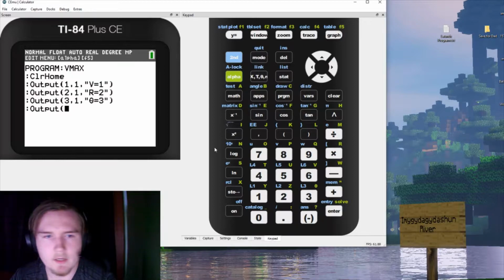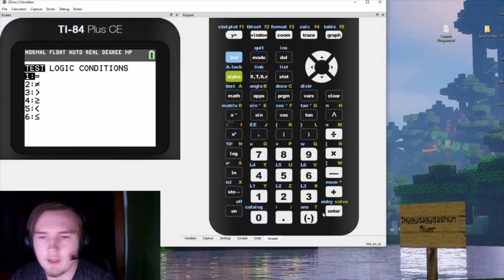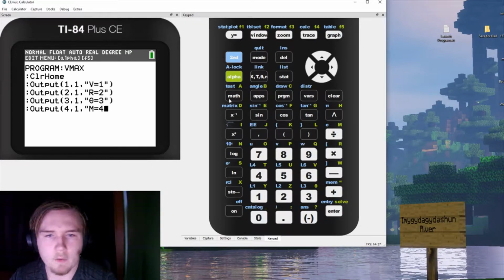One last time, output at 4, 1. And this one is M. M is for mu. There's no mu symbol on the calculator, so that's what we're going to do. And then second math equals 4. And that is it for the very first section of a very long program.